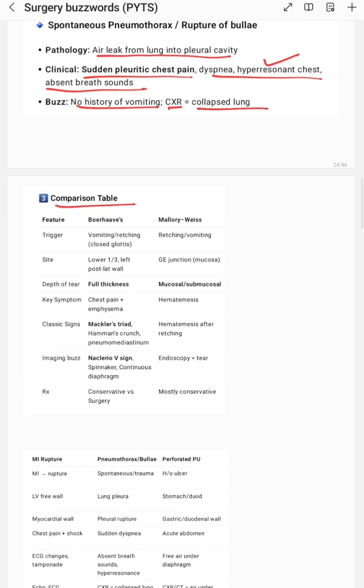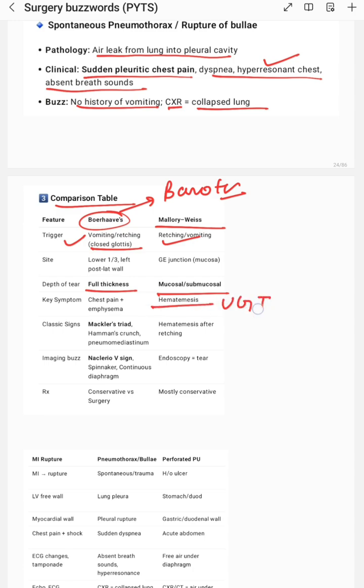So this is the comparison table: Boerhaave and Mallory-Weiss. This we know, this we have done. Full thickness burst, this trigger we know, like the closed glottis. Here we have to remember barotrauma. How is the presentation? It presents as upper GI bleed in Mallory-Weiss, and there it is chest pain and emphysema. And Mackler's triad we have read, clinical signs, Hamman's crunch, pneumomediastinum, hematemesis, and Naclerio's V sign, spinnaker sail sign, continuous diaphragm sign, all are with Boerhaave. And in Mallory-Weiss, just on endoscopy we will see the tear.